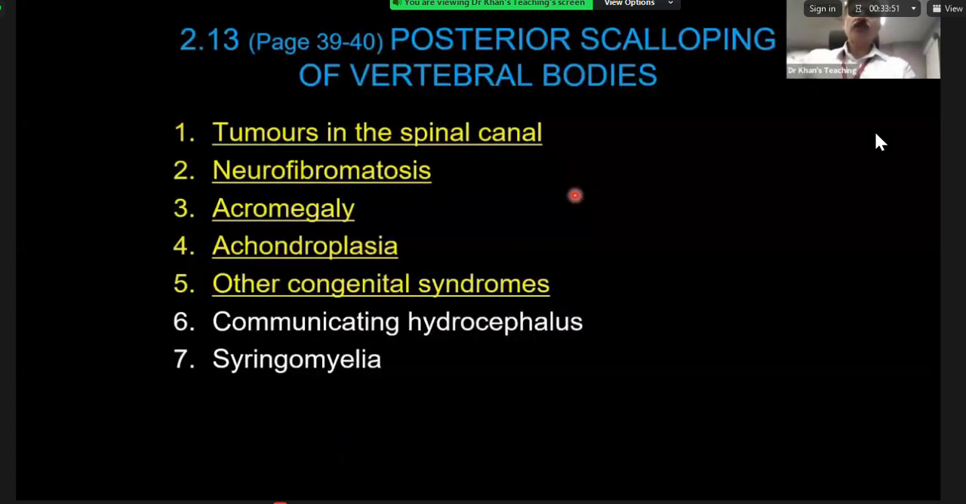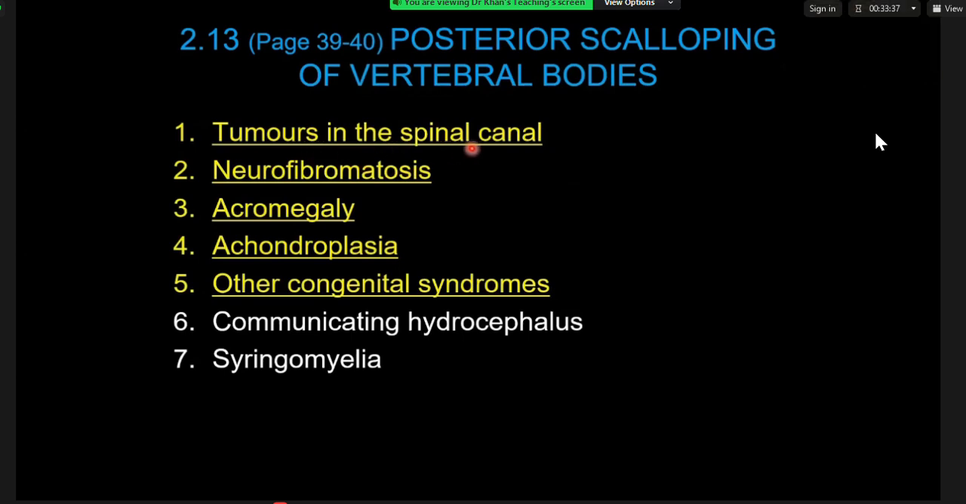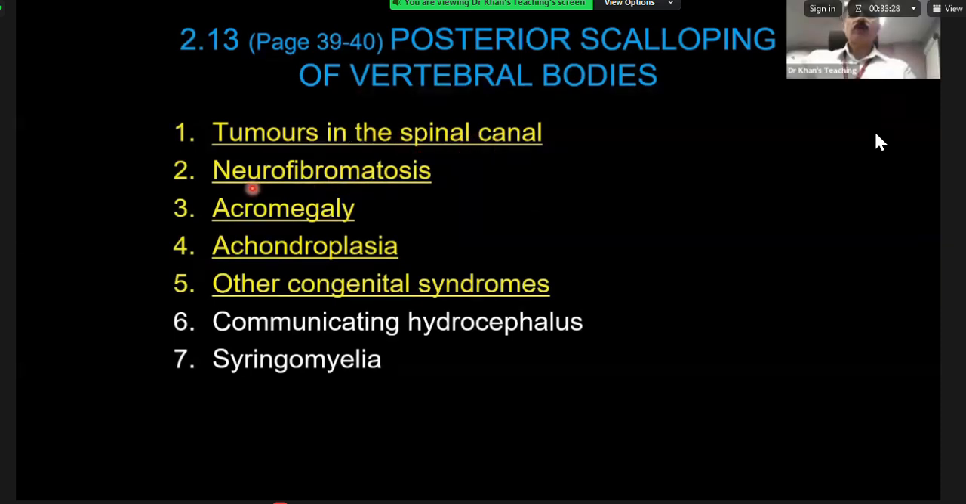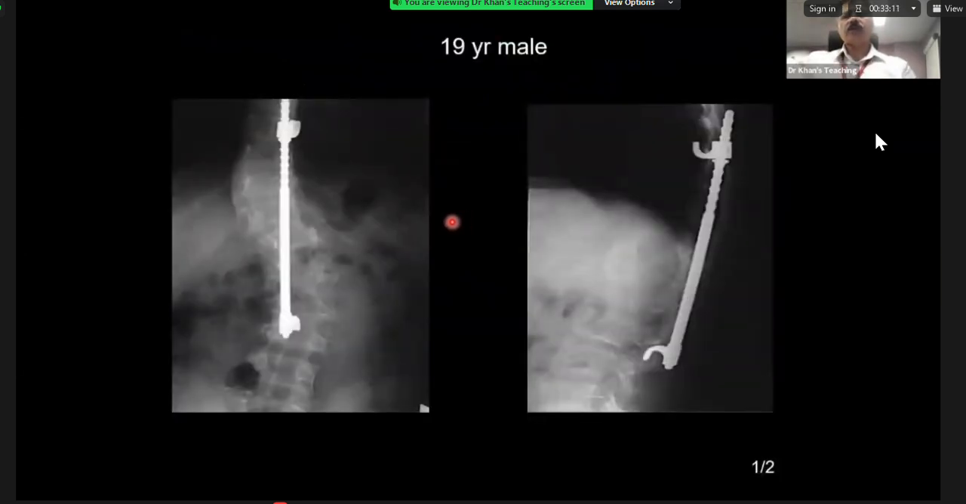Now, posterior scalloping of vertebral bodies is an extremely important exam film. Very, very important. If you look at this differential diagnosis, tumors in the spinal canal is one. Then there is neurofibromatosis, acromegaly, achondroplasia. So I just want you to remember these ones, and we will see a few examples about this. So in achondroplasia, posterior scalloping can happen.